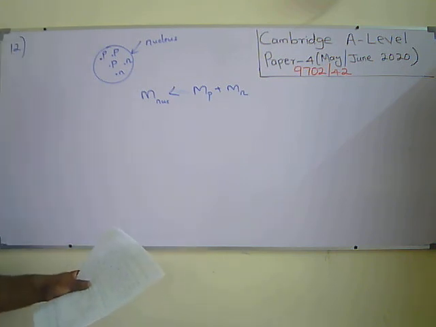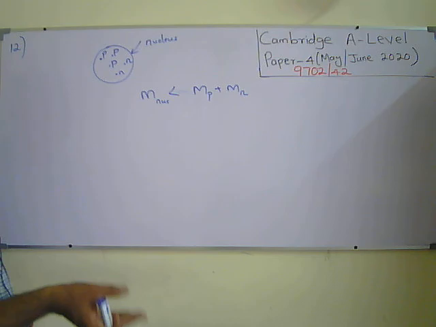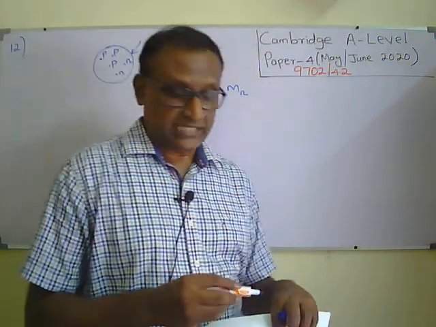So we can say: the difference between the total mass of the constituent nucleons when they are at infinite distance and the mass of the nucleus is called mass deficit.